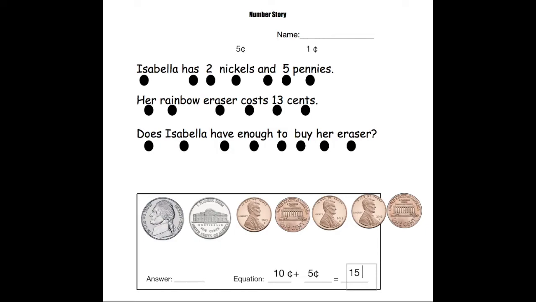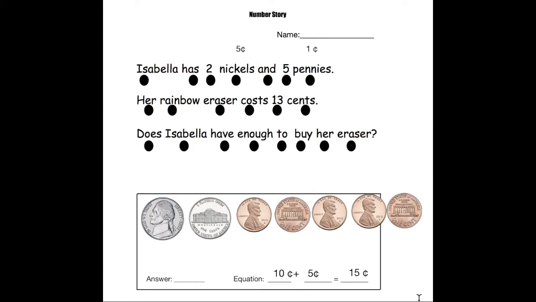Or, my friends, if I'm having trouble with counting on, I can draw a number line. But this time, just like the amazing job Ileana did, I can start at 10 and jump 5 more times. Or I can use my counting on or drawing my circles. Whichever strategy helps you add your total at the bottom. So it looks like Isabella has 15 cents. So my answer, I'm going to say she has 15 cents.